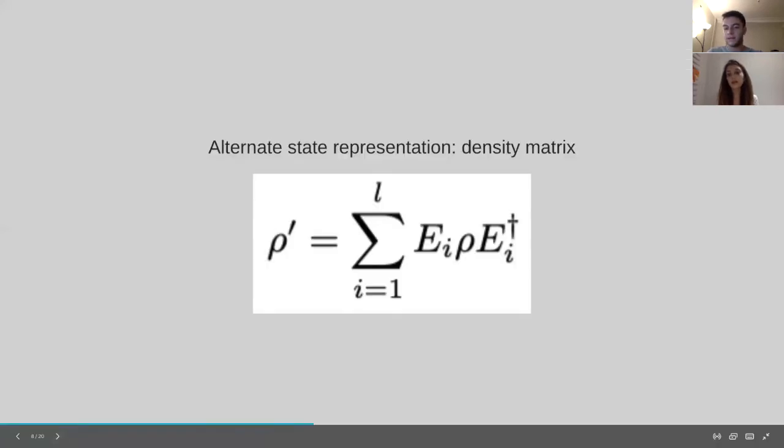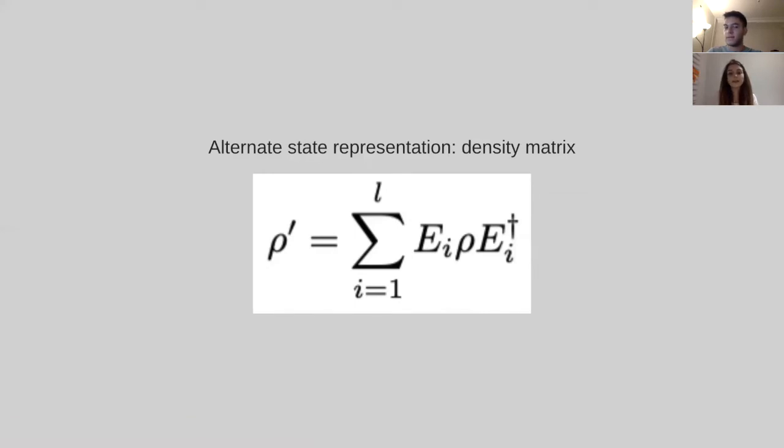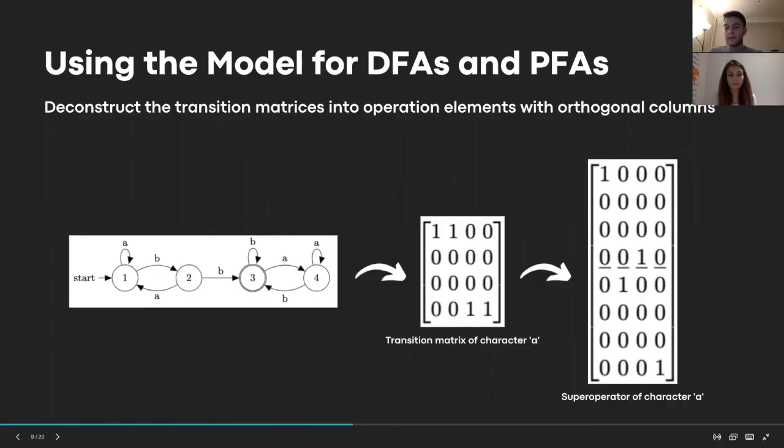Our state can also be represented as a density matrix, and the execution of one step is given in the figure. This QFA model can also be used to represent any DFA or PFA as well. You only need to deconstruct the transition matrices of this finite automata so that each column inside our super operator is orthogonal. You can see that for reversible languages, since the transition matrices are unitary, the super operators are the same as the transition matrices themselves.